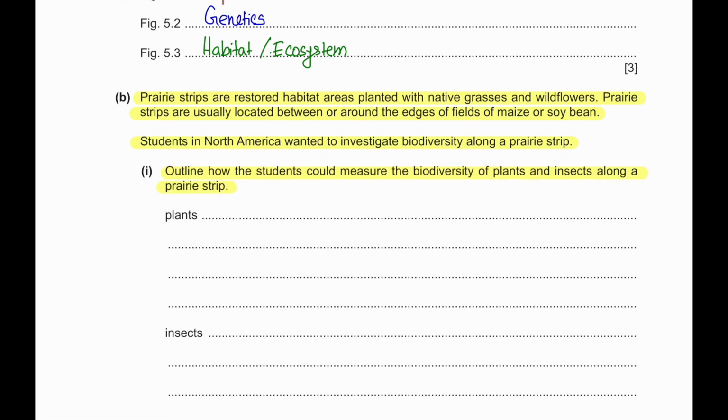So basically, for plants, the student can use quadrats along a line transect. The student then can estimate the percentage cover of each species from the particular quadrat. For insects, the student can use nets for flying insects in order to get an estimate and use the mark release recapture technique. The student then can use images of known species to use as identification keys.